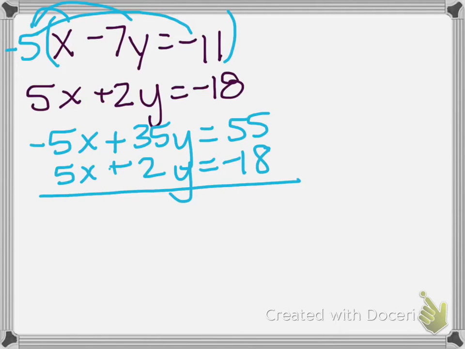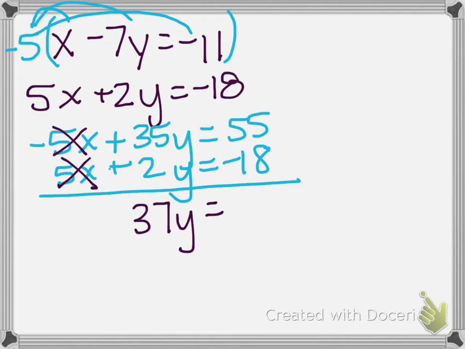Okay, and now is when we're going to add these two equations together. We're combining the two equations. So I have a negative 5x plus 5x. Those cancel each other out. I have 35y plus 2y. That's going to give me a 37y. And then I have 55 minus 18.